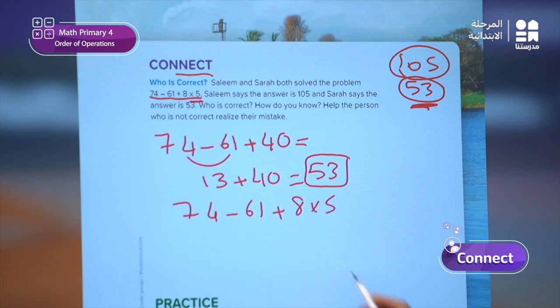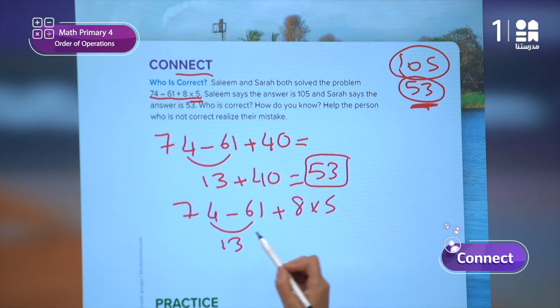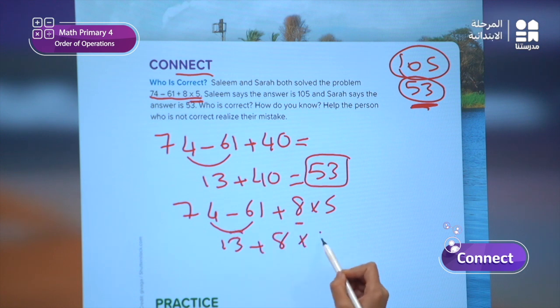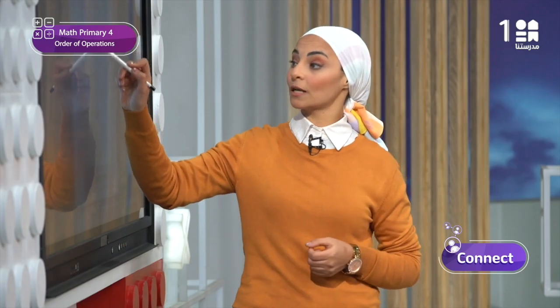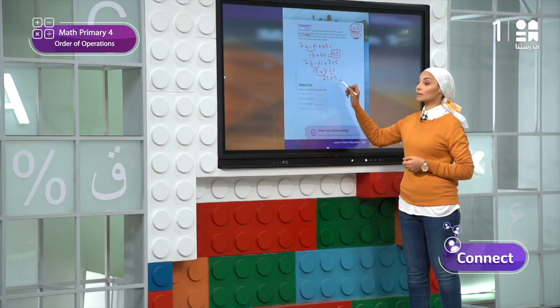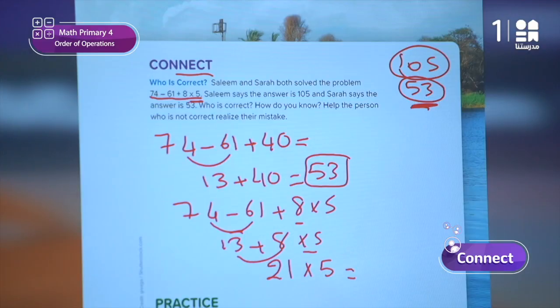So what did Salim do? He did 74 minus 61. 74 minus 61, the answer was 13. Then what did he do? He did this 13 plus the 8. 13 plus 8 equals what? Equals 21. And the last thing he did was 21 times the 5. 21 times 5, so that's why his answer was 105.